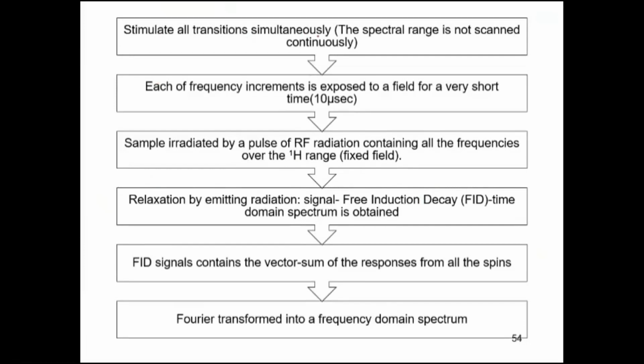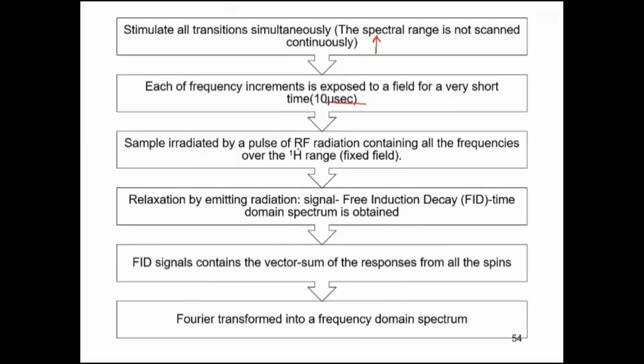Stimulate all transitions simultaneously. In other words, you are going to excite all the protons simultaneously. The spectral range is not scanned continuously, so you do not use a monochromator. Simply bombard your molecule with all the energy simultaneously instead of one type of energy, that is one wavelength, at a time. Each frequency increment is exposed to a field for a very short time, that is 10 microseconds.